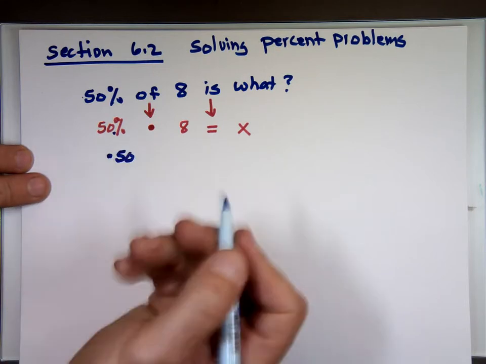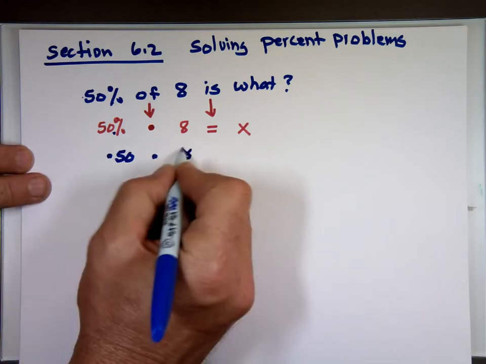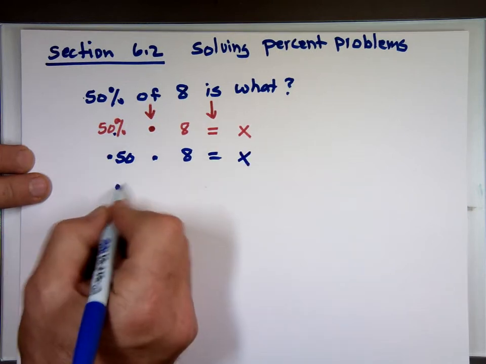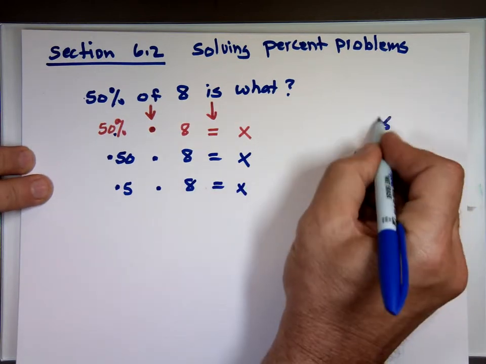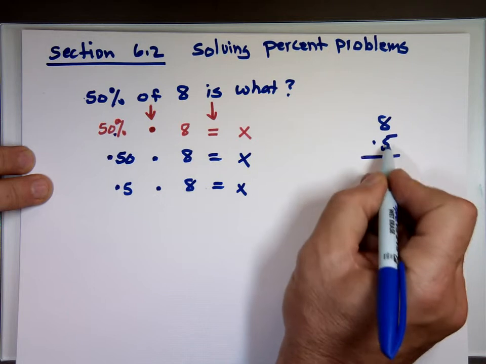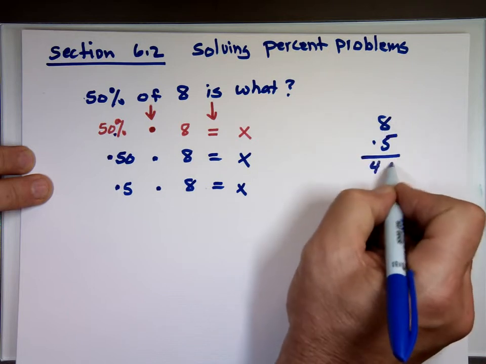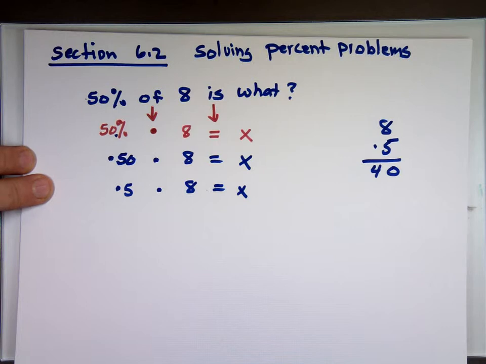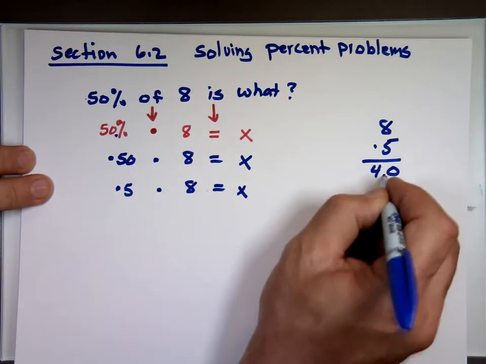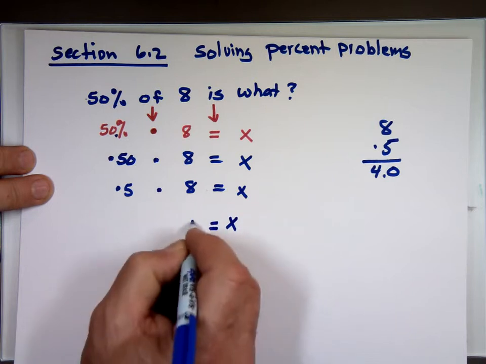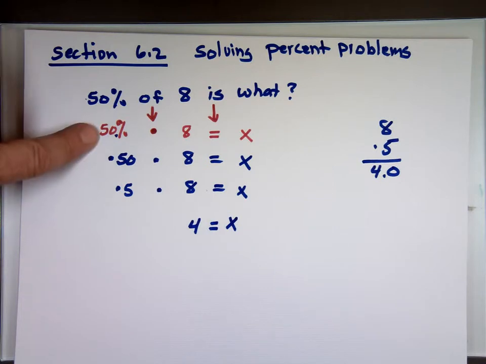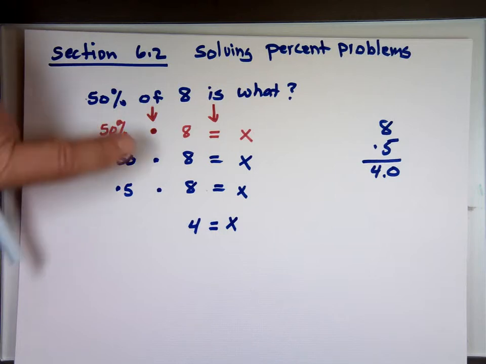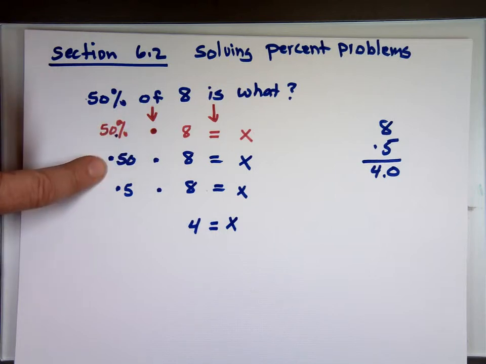0.50. You don't need the 0. Times the 8. So that means 0.5 times the 8. And let's multiply. There's the 8 times the 0.5. 5 times 8? 40. We have to move the decimal point how many places? 1. So the answer x equals what? 4. But notice you have to take that number and convert it from percent to a decimal number.